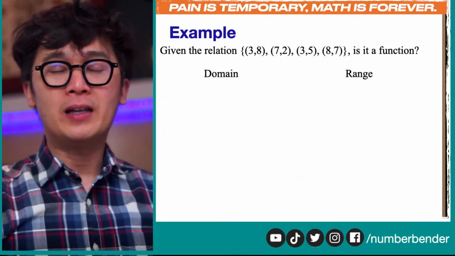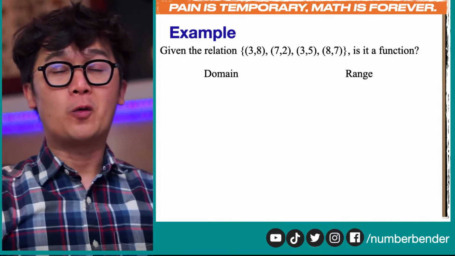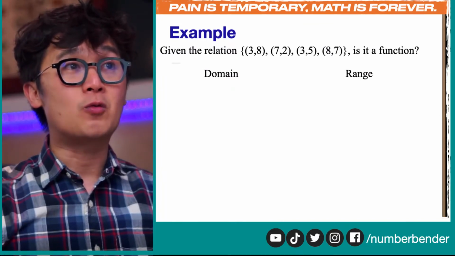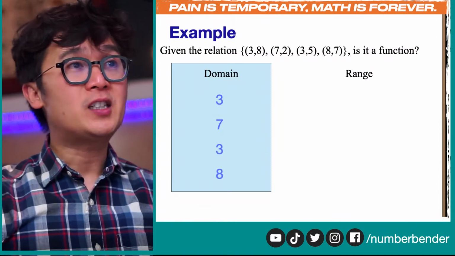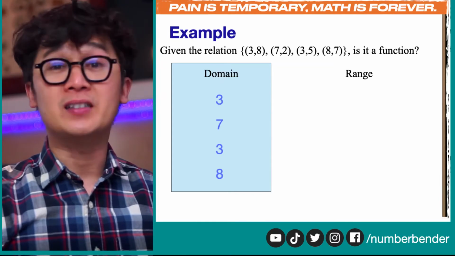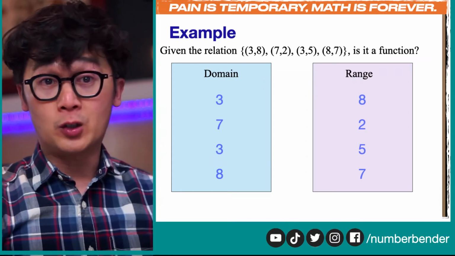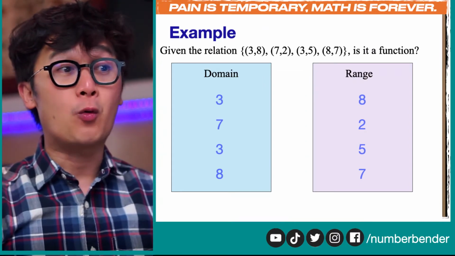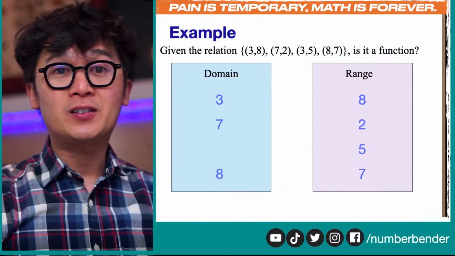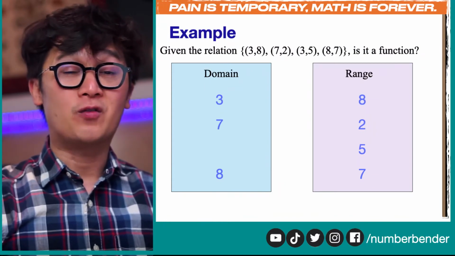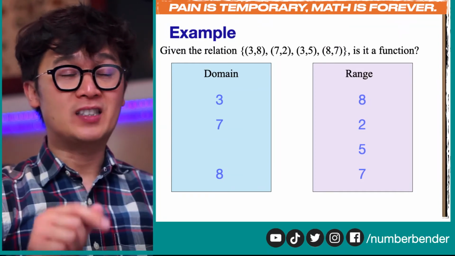Now let's have another example and let's see if this relationship can still be considered a function. So we have the domain 3, 7, 3, and 8. And for our range, we have 8, 2, 5, and 7. And notice that in our domain we have duplicates, and we need to get rid of that. So we're going to get rid of one of the 3's. And by doing so, we'll be able to see if this relationship is still a valid function based on our definition. So let's start mapping.